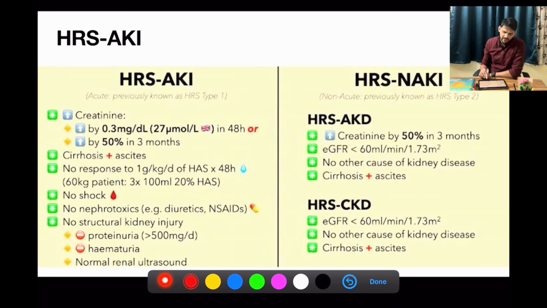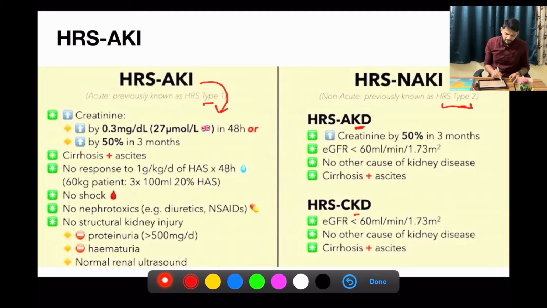Coming to HRS AKI. So we know that now it is no more type 1, type 2. They have divided it into HRS AKI, HRS non-AKI. So mainly non-AKI in the sense, if the disease duration is quite longer, then we can consider it as AKD or CKD. So this part will not focus much as of now. We will mainly focus on HRS AKI, previously known as HRS type 1. So here, first of all, we have to know when to consider HRS AKI.